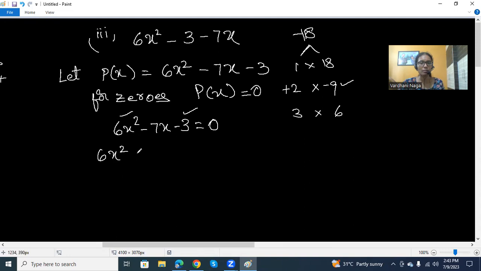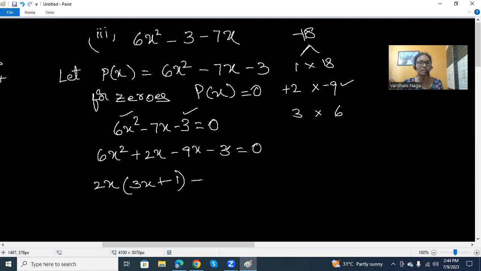6x square plus 2x minus 9x minus 3 equal to 0. Instead of the middle term, you have to write it. So in these two, what is common? 2x is common, because for 6 and 2, 2 is the HCF. 2 divides the 6 3 times, 1x gone means 1x remains, and 2x already gone out, so 1 remains.